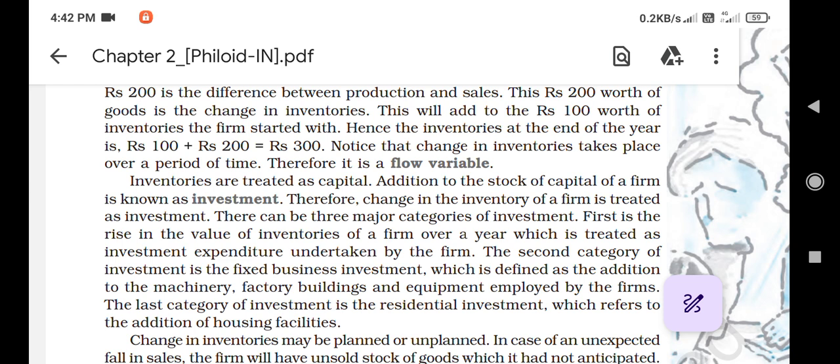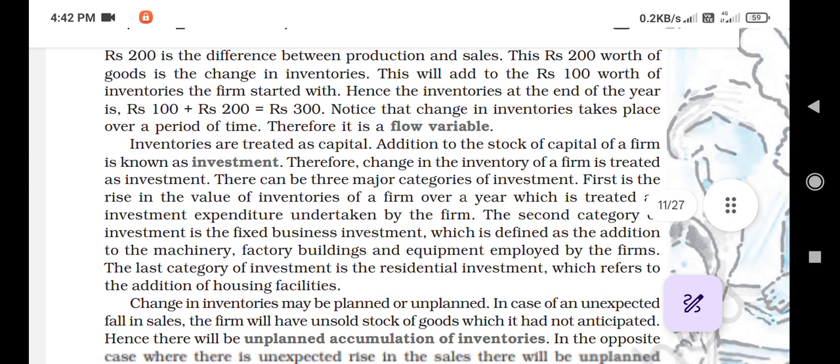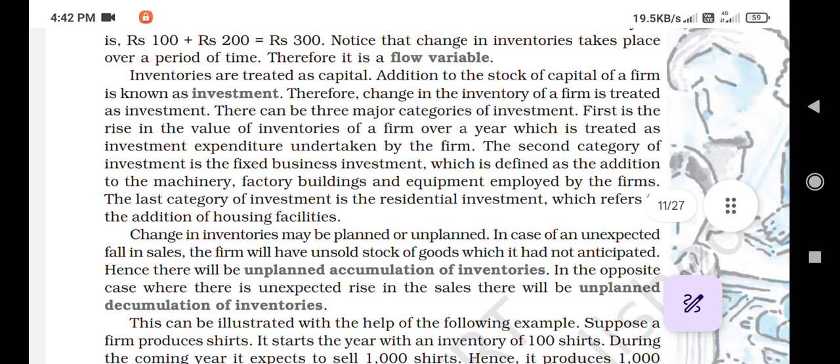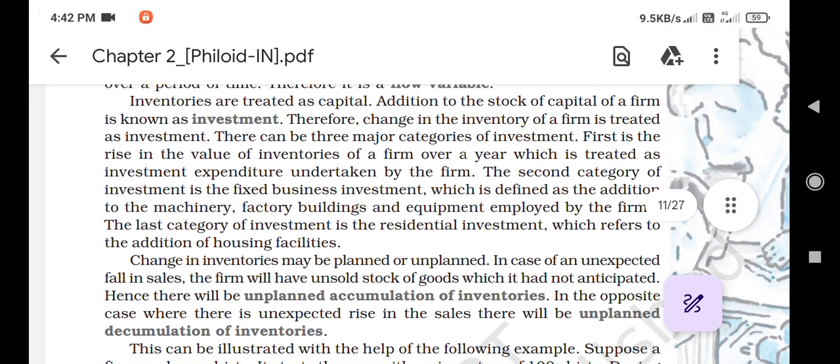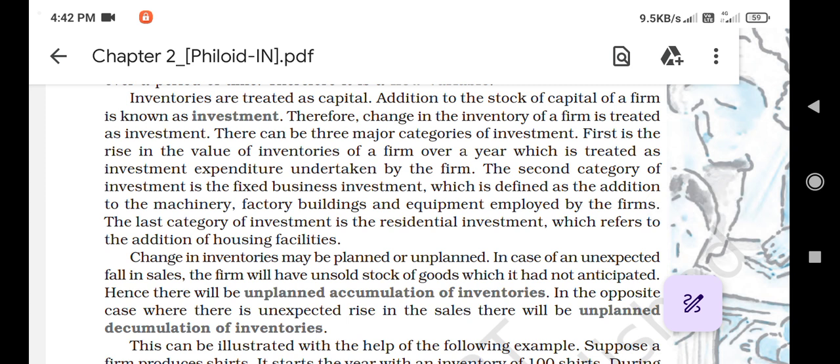Notice that change in inventories takes place over a period of time. Therefore, it is a flow variable. Inventories are treated as capital. Addition to the stock of capital of a firm is known as investment. Therefore, change in the inventory of a firm is treated as investment.